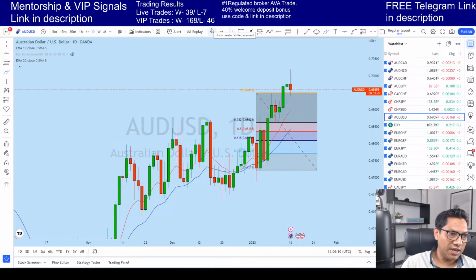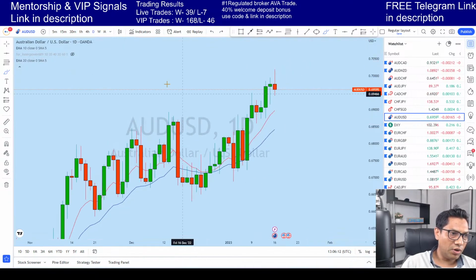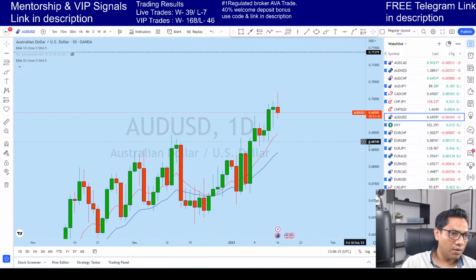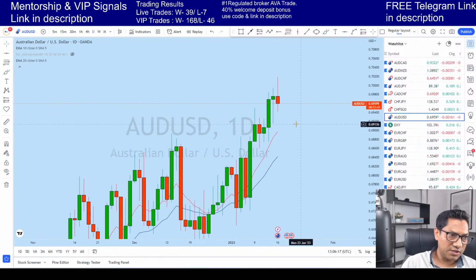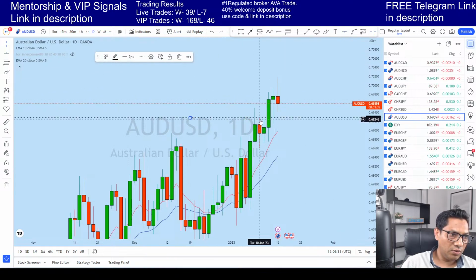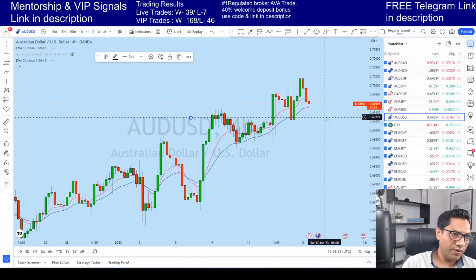So it is basically coming to test the Fibonacci again, with previous resistance turning support, and this is a very important level. It could be very good for buying instead of selling. So let's assume that this daily candle remains here. In that case, let's look at the lower time frame.